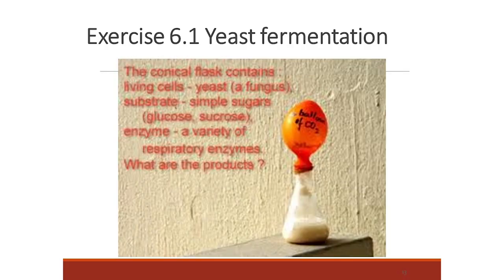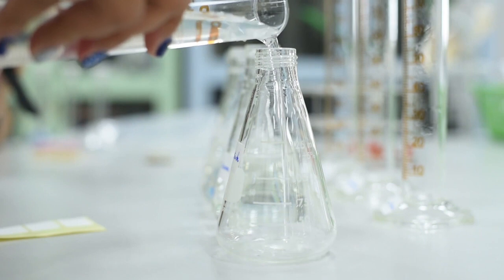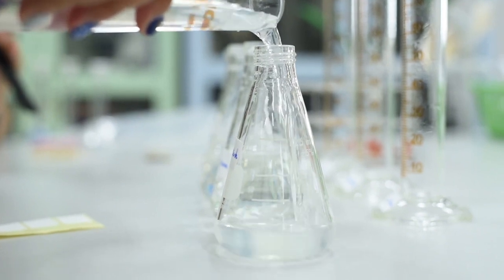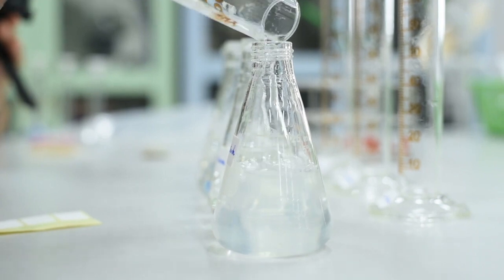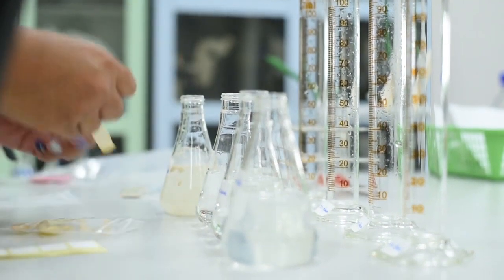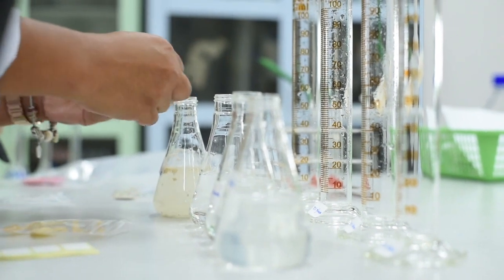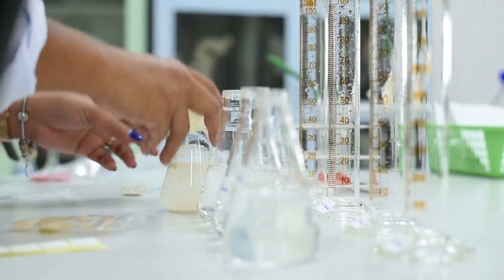Exercise 1. Yeast fermentation. Each person will obtain one flask. Our experiment is designed with 4 conditions. What you will do is put 100 ml of different carbon sources, which are glucose, sucrose, 10% starch, and deionized water, into each flask. And then add 1 gram of dry baker's yeast into each flask.